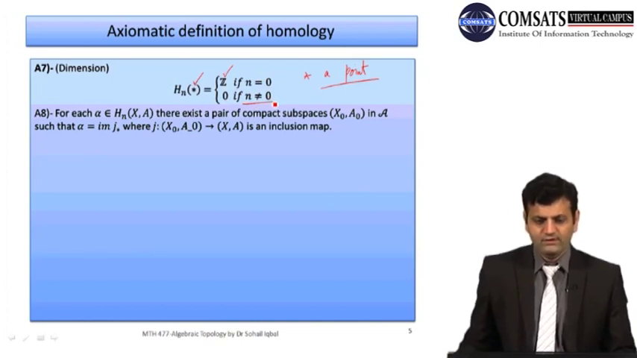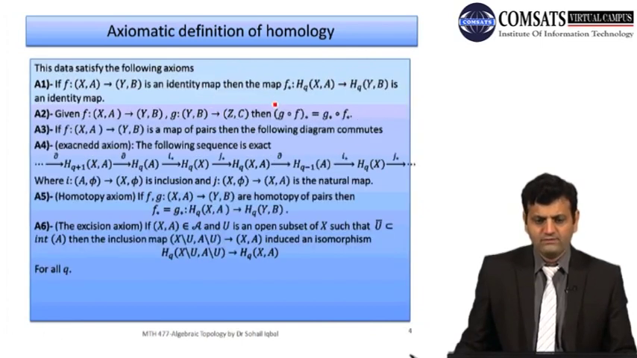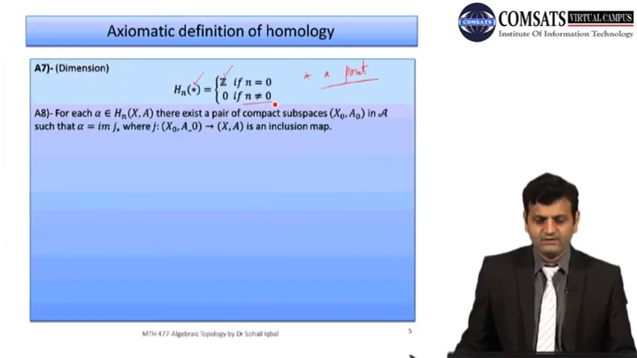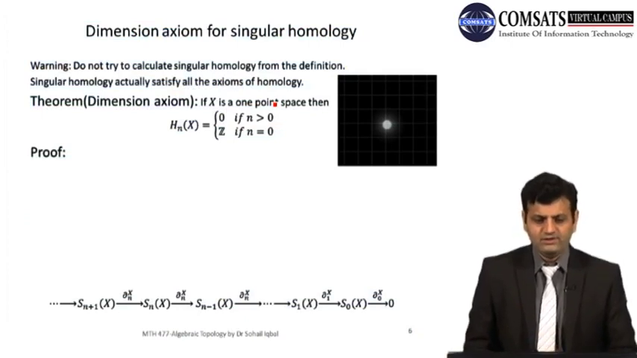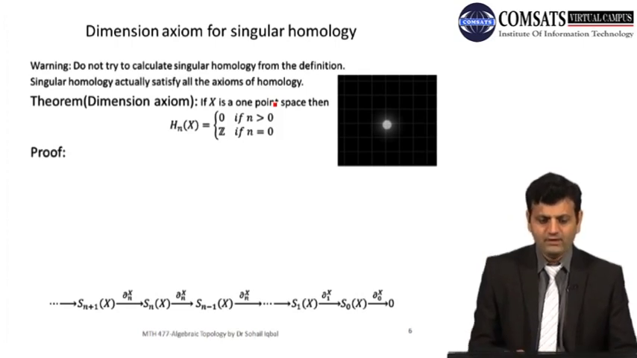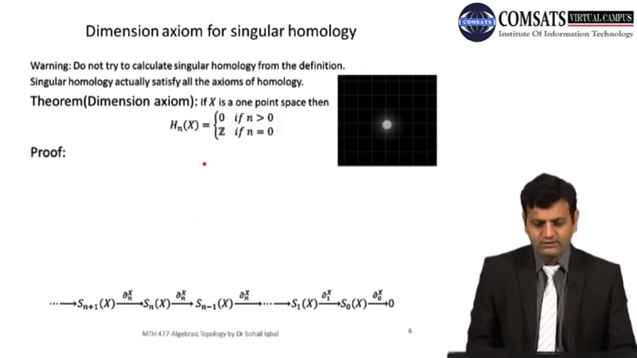Okay, so we will see that singular homology satisfies these axioms. We may not be able to prove all of the axioms for singular homology, but whenever possible we will try to see that singular homology actually satisfies these axioms. Okay, let's start with the dimension axiom for singular homology. You can also take it as an example for the calculation of singular homology as well. Okay, so let's start with this calculation.